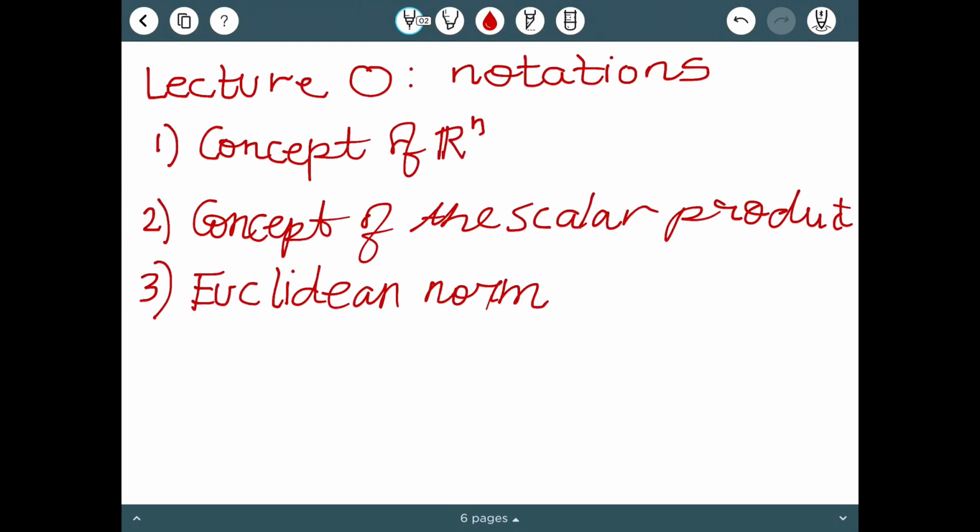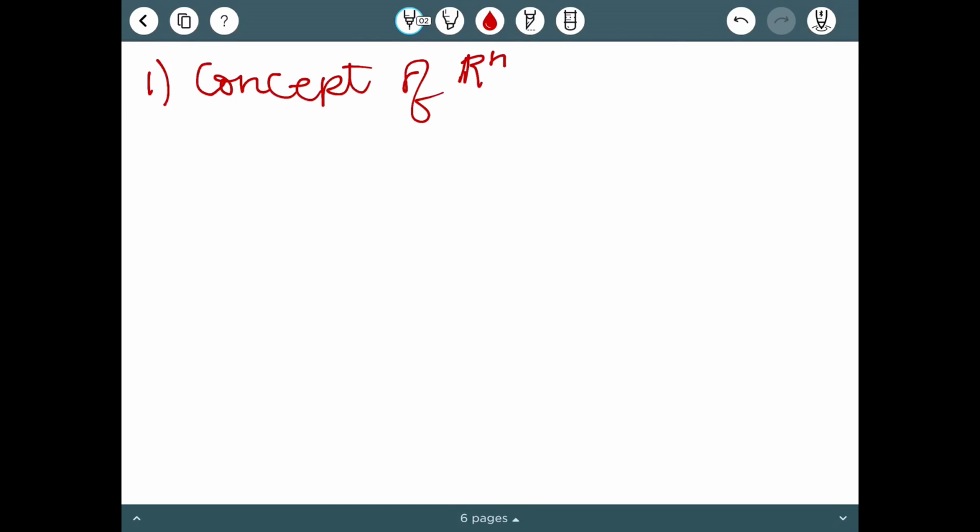So let's start with something that I would like to call lecture 0 that has the notations that I'm going to use. Some of them, at least. So first I'm going to start off with the concept of Rn, and then I'm going to come to the concept of the scalar product. And once I finish that, I'll go to the concept of the Euclidean norm. Okay, so let's start with the concept of Rn.